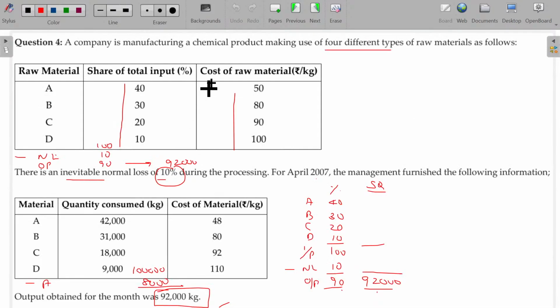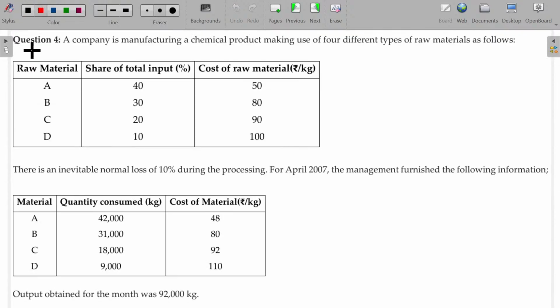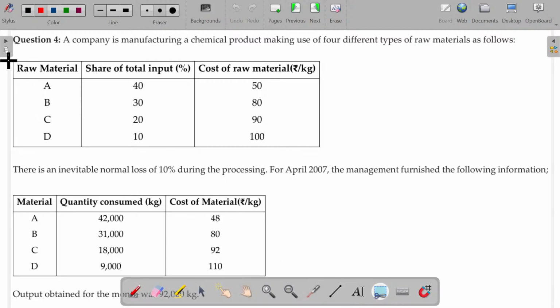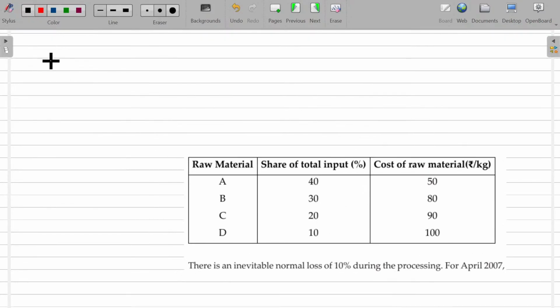I just prepared a working note here for solving this illustration. For the standard, we have been given this information. A, B, C, D in total input and loss, then you'll get output. Whatever percentage is given, I may post on the left-hand side: 40%, 30%, 20% and 10%. Overall 100 being the input, the estimated loss being 10 and 90 being the output.